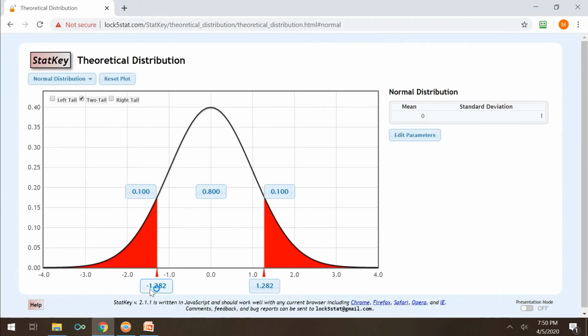And the positive and negative z's, remember we call the scale number. Whenever we are looking at the standard normal distribution, we call these values z's. So here the numbers will be negative 1.282 and positive 1.282.